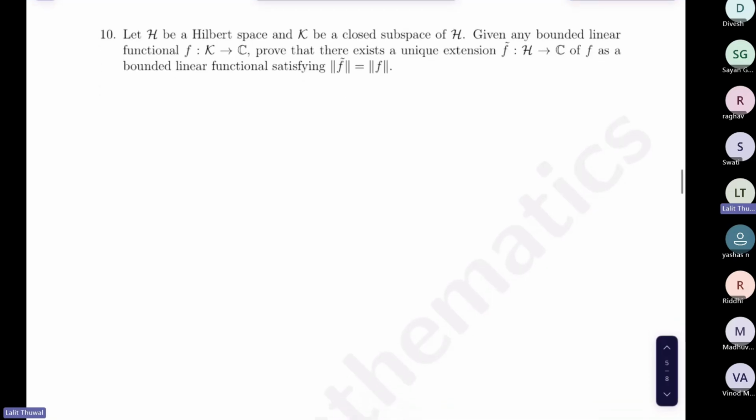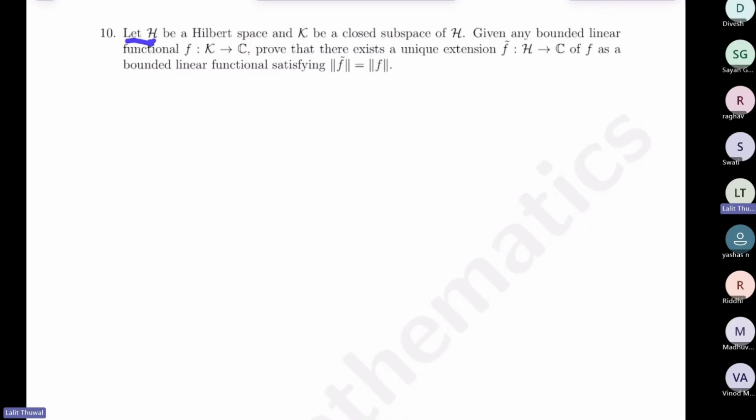This is from functional analysis. Let H be a Hilbert space and K be a closed subspace of H. Given any bounded linear functional f from K to C, prove that there exists a unique extension f tilde from H to C of f as a bounded linear functional, satisfying this norm-preserving extension, and that must be unique. So what do we have to prove? We have to prove that the norm-preserving extension will be unique. By Banach extension theorem, there will be a norm-preserving extension, but we have to prove the uniqueness.